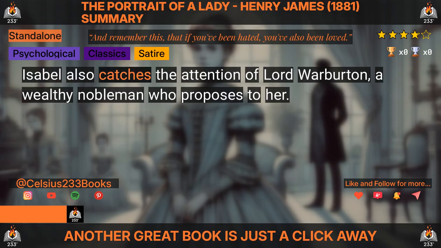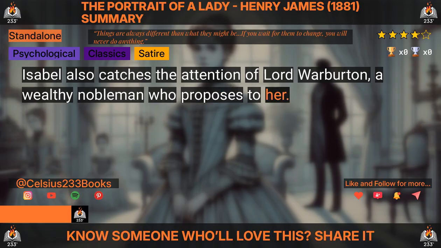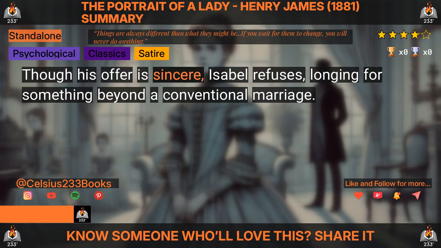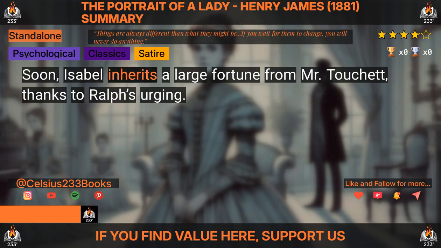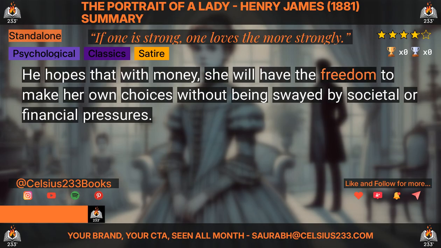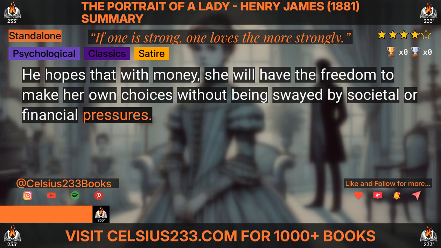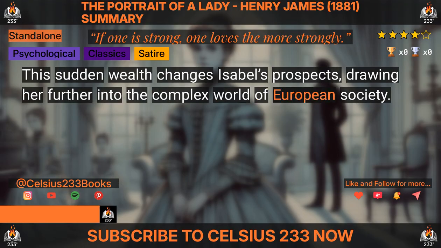Isabel also catches the attention of Lord Warburton, a wealthy nobleman who proposes to her. Though his offer is sincere, Isabel refuses, longing for something beyond a conventional marriage. Soon, Isabel inherits a large fortune from Mr. Touchett, thanks to Ralph's urging. He hopes that with money, she will have the freedom to make her own choices without being swayed by societal or financial pressures. This sudden wealth changes Isabel's prospects, drawing her further into the complex world of European society.